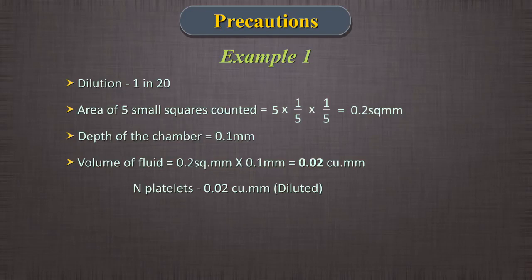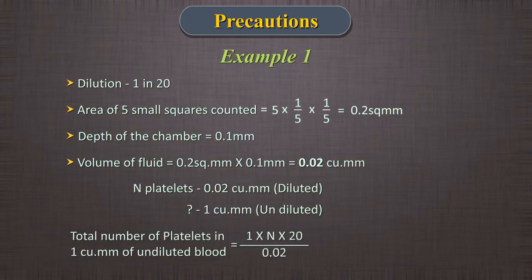As n was the total number of platelets in 5 smaller squares, that is, in 0.02 cubic millimeters of diluted blood, then total number of platelets in 1 cubic millimeter of undiluted blood will be n multiplied by 20, that is the dilution factor, divided by 0.02, which is equal to n × 20 × 100 / 2, which is equal to n × 1000.